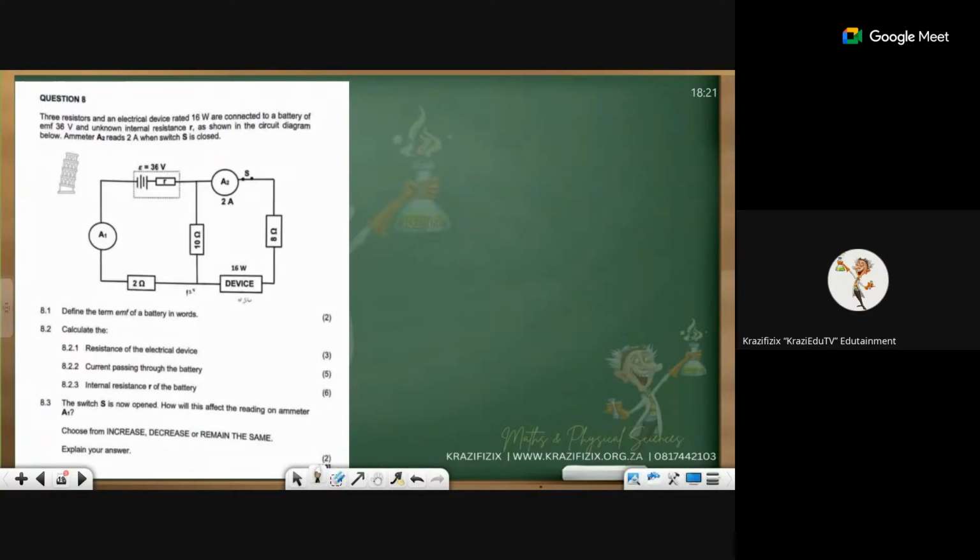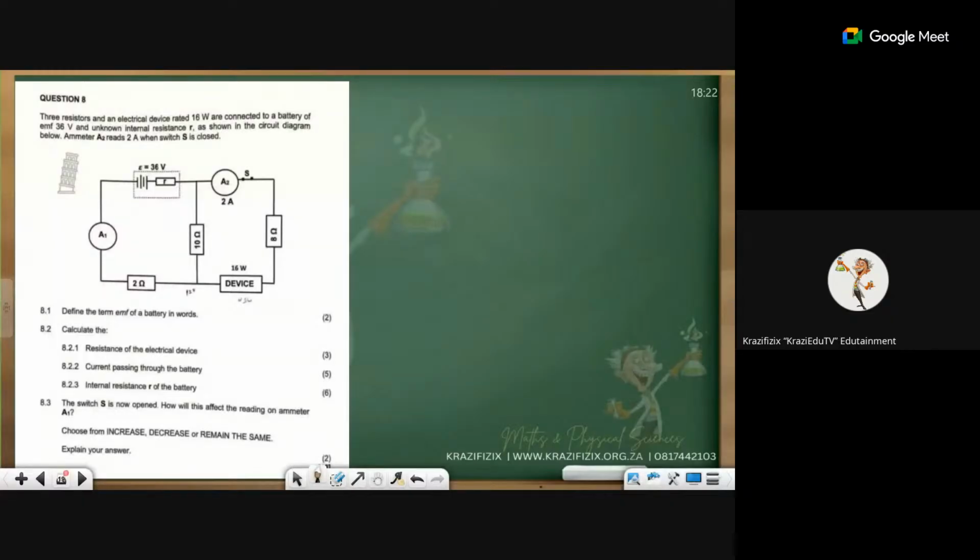Okay, let's run through, guys. Three resistors and an electrical device rated 16. I wish I could just close my brain and borrow you a few tomorrow and return it, guys. Huh? You're not returning. That's after finals. Yeah, after that. All right, let's check.